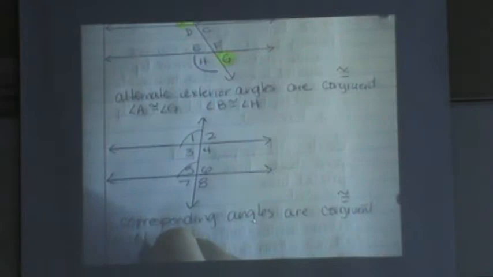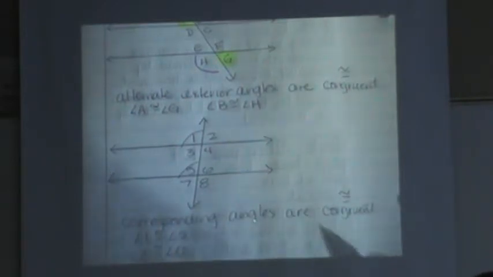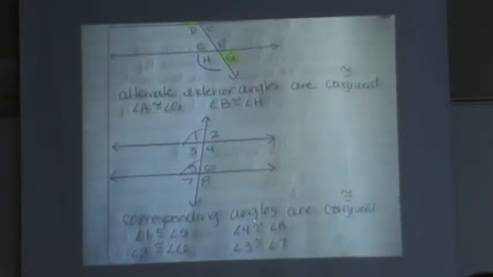Angle 1 is congruent to angle 5. Somebody said angle 2 and angle 6. Angle 3 and angle 4 and angle 7. Angle 8. Angle 4 and angle 8. Angle 3 and angle 7. And angle 3 is congruent to angle 7. Very good. Y'all did a good job picking those out.